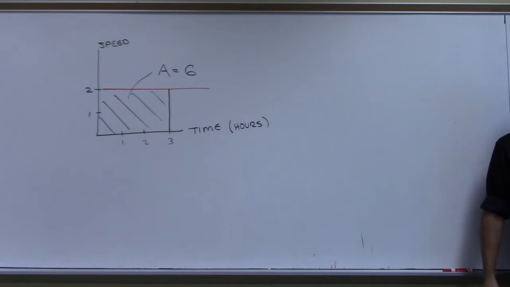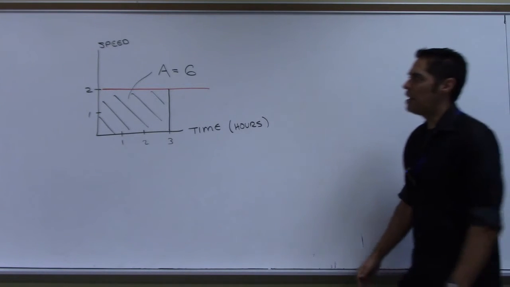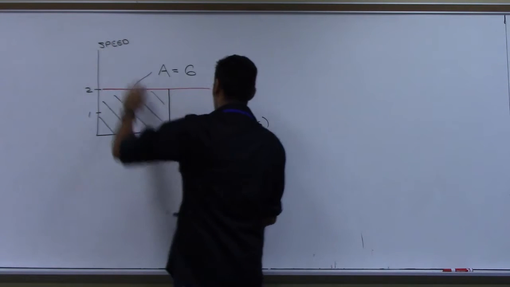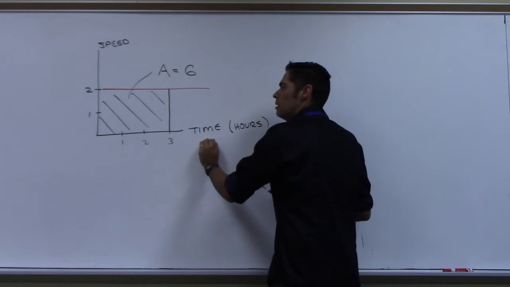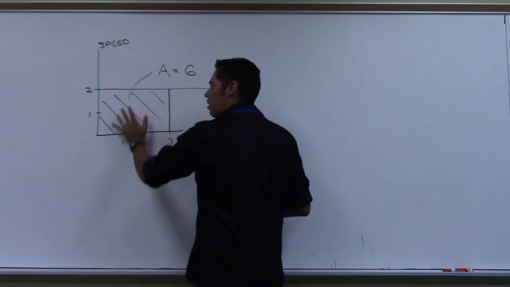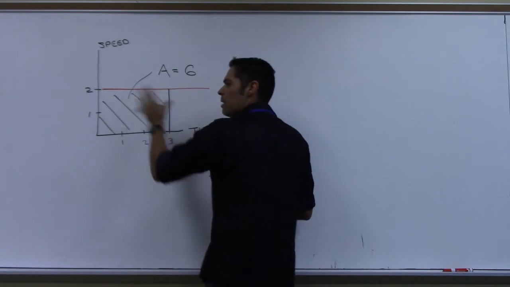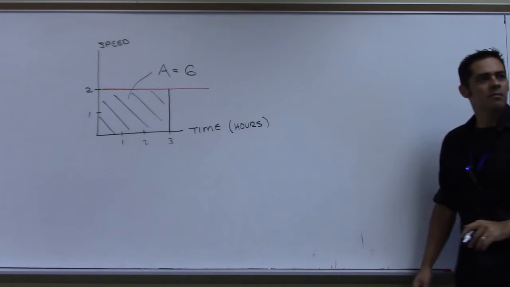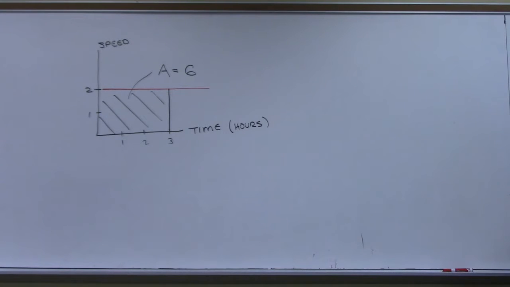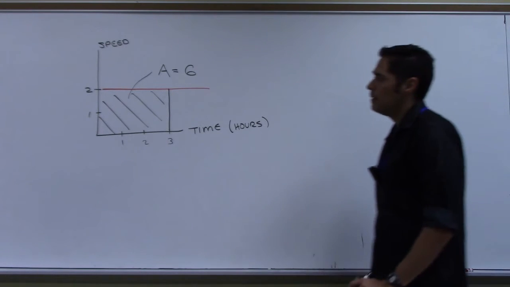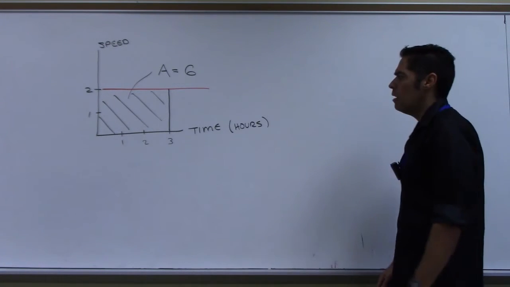What do you think? Do you think that if you have speed here and you have time here, that the area underneath the curve on that time interval will always represent the distance? What do you think? Or was it coincidence? Always. It's always going to be that way. All right? It's always going to be that way. Now, why?